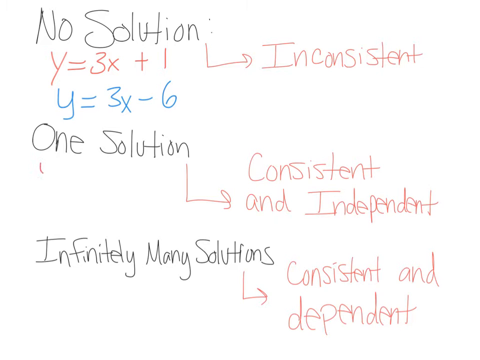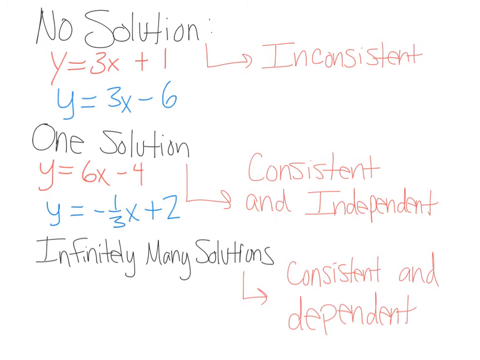For one solution, that's when we have two lines that have different slopes and different y-intercepts. So if I have y is equal to 6x minus 4, and my second line, y is equal to negative 1/3 x plus 2. This is an example of one solution. We have different slopes, different y-intercepts. From that information, we know that it is one solution, which means it's consistent, and it is independent.